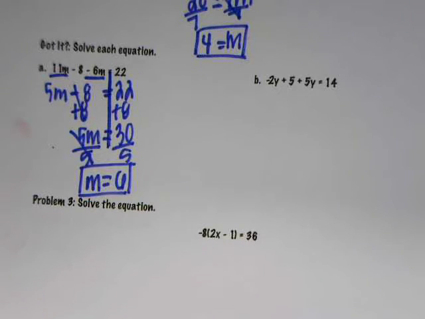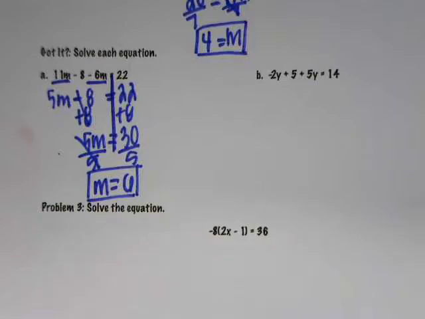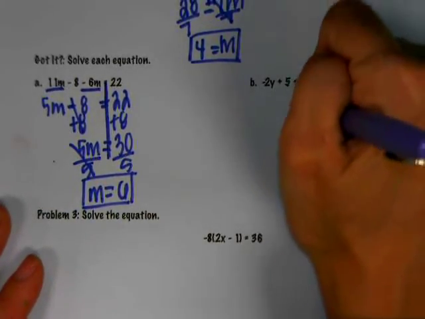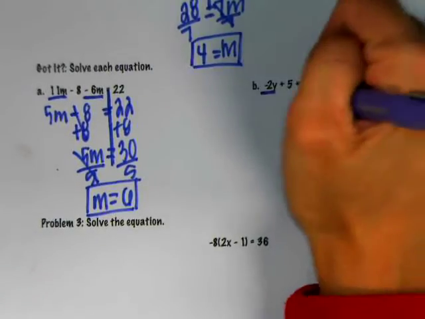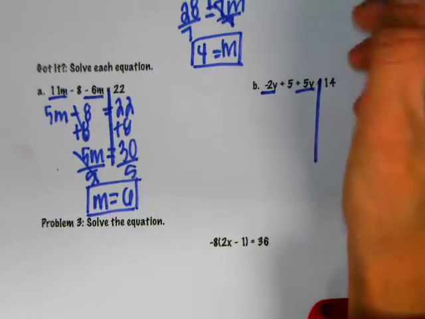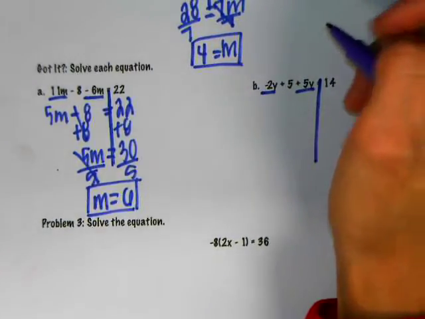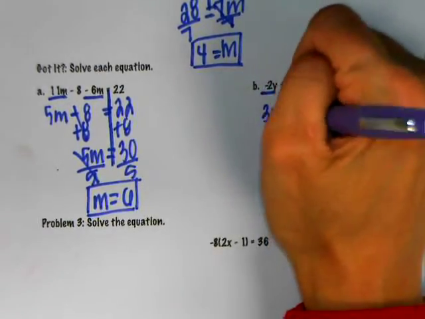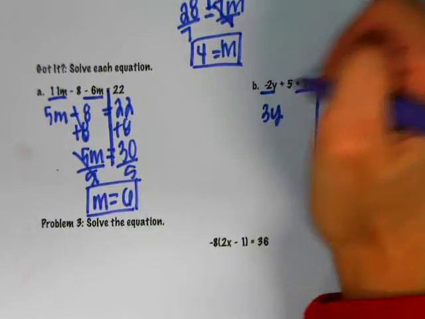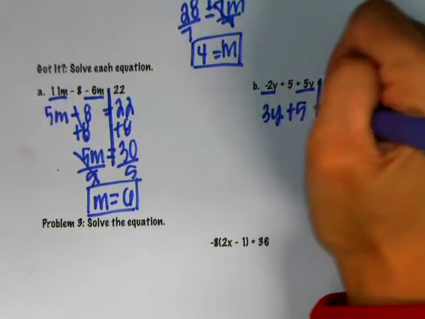Okay, we good to go over this one? Yeah? Okay. Alright, so this one, on the left side you have like terms. I have a negative 2y and a positive 5y. What does that make? Yep, 3y. Because there's a negative 2 and a positive 5, right? And bring your plus 5 down.